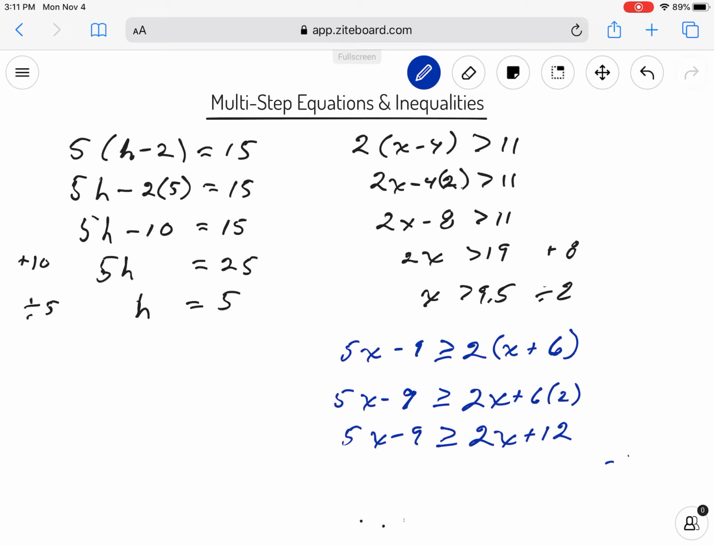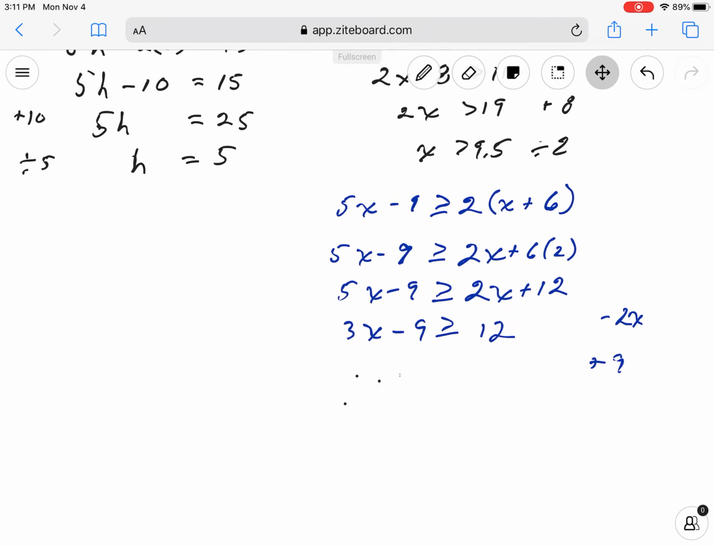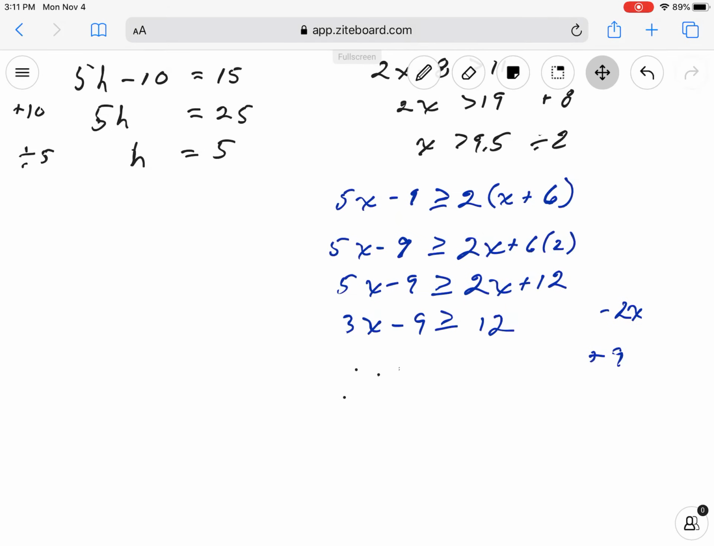I want to subtract 2x from both sides. So that gives me 3x minus 9 is greater than or equal to 12. Then I want to add 9 to both sides. And I want a little bit more room. So that gives me that 3x is greater than or equal to 21. Divide both sides by 3. And I have x is greater than or equal to 7.